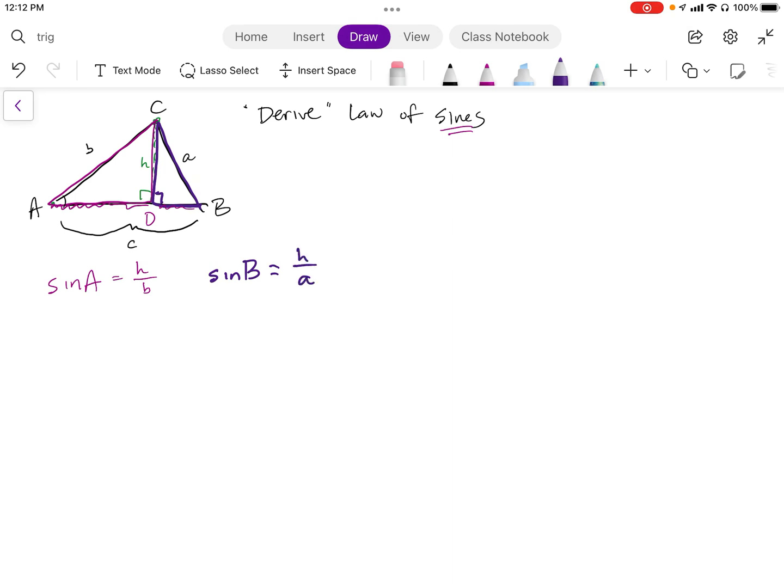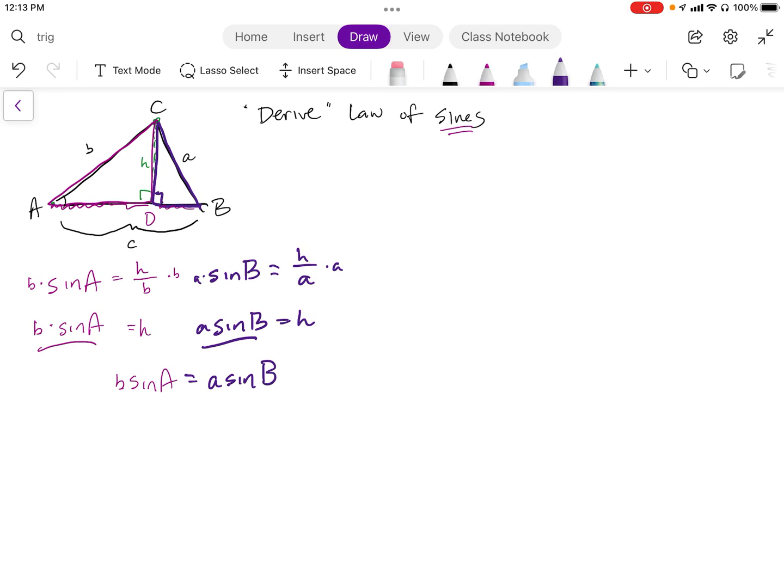Now what is in common with both of these is the fact that we're using that altitude h. So if I solve for h by multiplying by b here, we'd have h equals b sine A. On the right-hand side, same process, multiplying by a, a sine B equals h. But if h is equivalent to this and h is equivalent to this, then those two things are equivalent. h is expressed in two different ways. Therefore, b sine A equals a sine B.